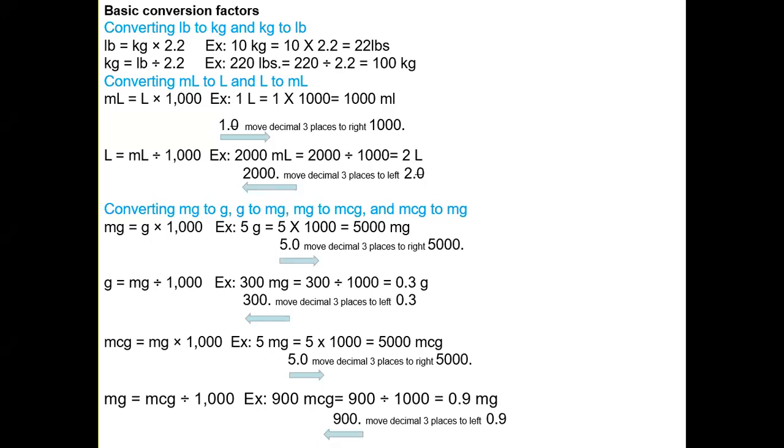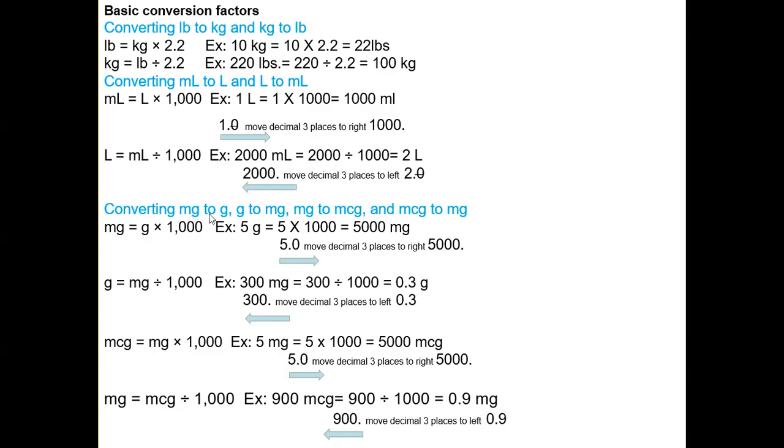When going from liters to milliliters, you're going to the right and you're going to multiply by 1,000 or move the decimal place 3 places to the right. Example, 1 liter equals 1 times 1,000 equals 1,000 milliliters. If you're going from milliliters to liters, you're going to go to the left. So you're going to divide by 1,000. Example, 2,000 milliliters equals 2,000 divided by 1,000 equals 2 liters. So you move the decimal point 3 places to the left.